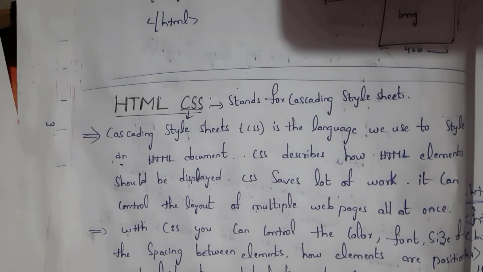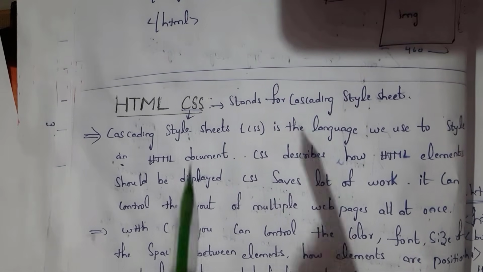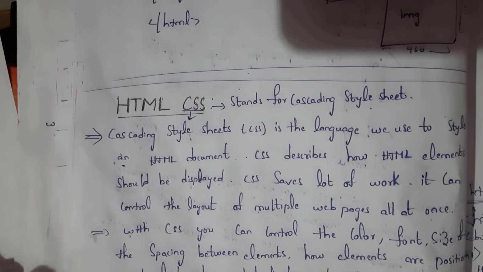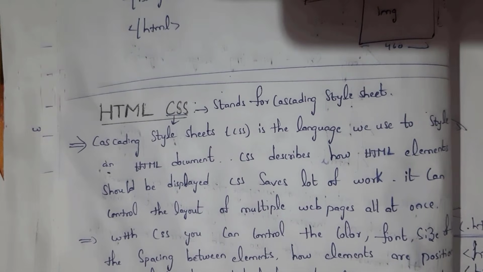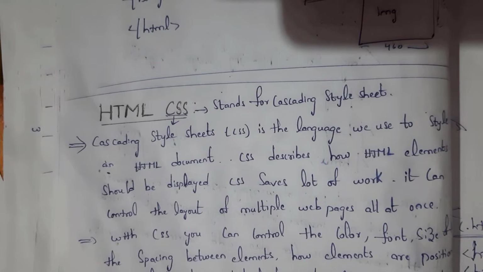The third topic is HTML CSS. CSS stands for cascading style sheet. In order to give styling to our HTML page, we use HTML CSS. To do things like changing the color of text and assigning various styles to our text, we need to use HTML CSS. This HTML CSS is used to provide styling to our HTML document.